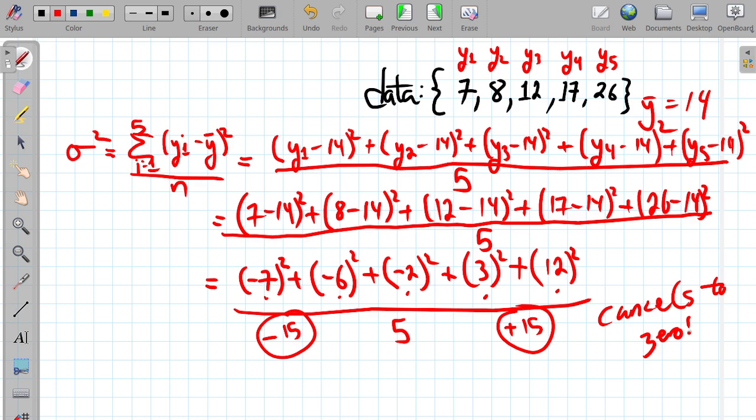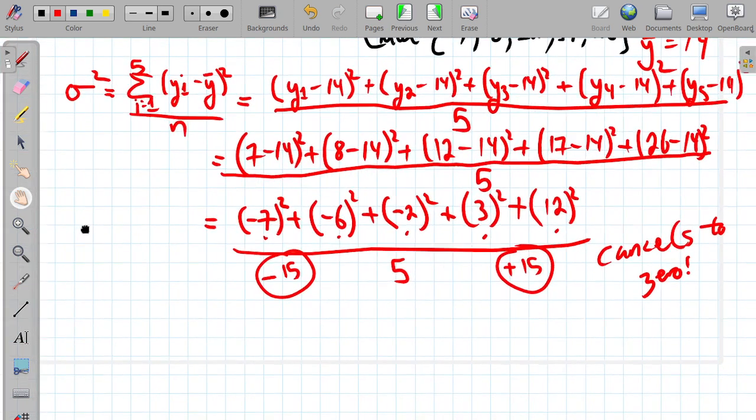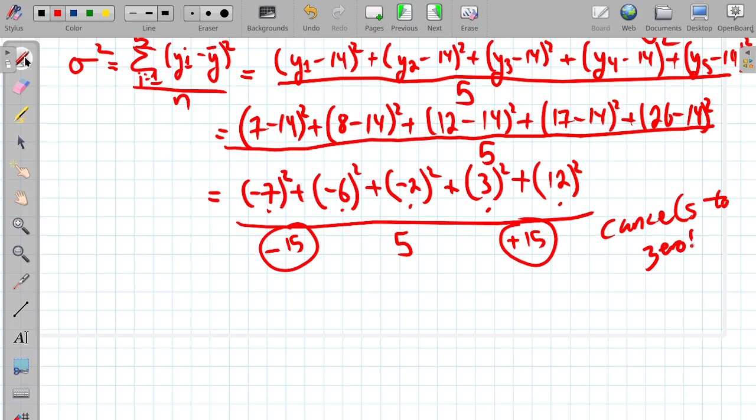But of course, zeros are terrible when it comes to doing actual mathematics, so we square them to get rid of them. In many ways, we're just finding the absolute values here, but we'll talk about that in more detail at another time. All right, negative 7 squared is 49. Negative 6 squared is 36. Negative 2 squared is 4. This is 9, and this is 144. And we're still dividing by 5.